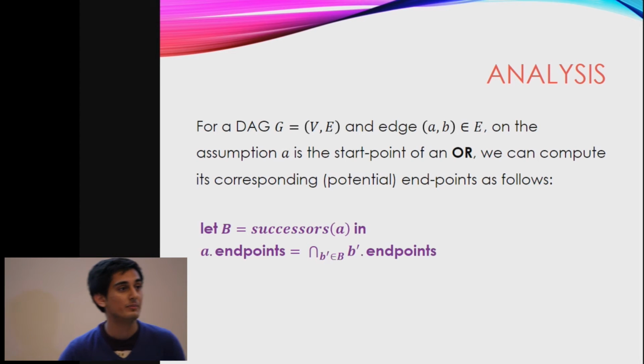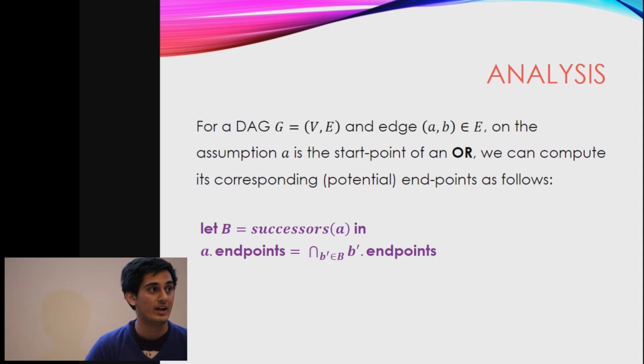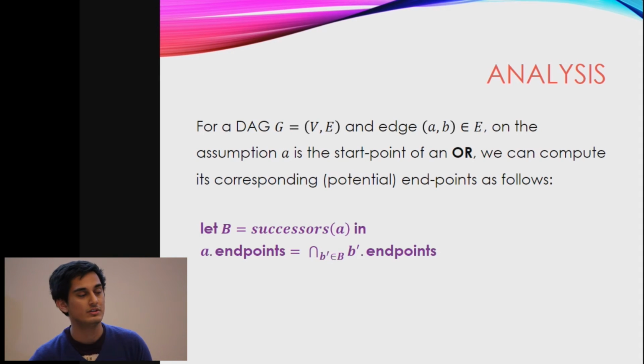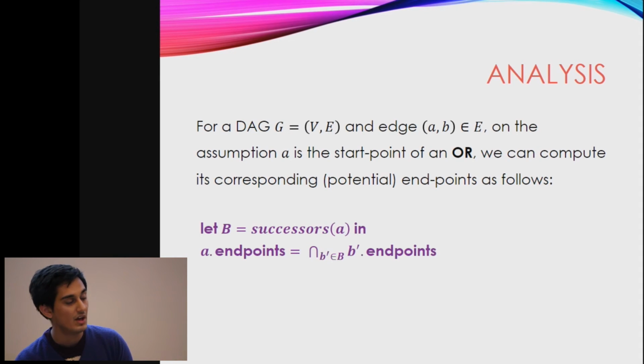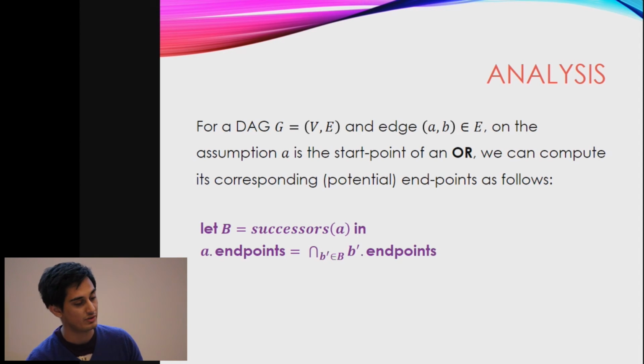First, we apply this formula to all the nodes to determine the potential endpoints. After that, we do the same thing in reverse to determine the potential start points. The last thing to do is to match each start point to exactly one of its potential endpoints.